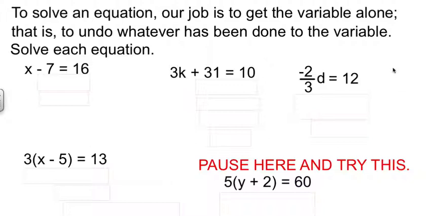And then the other part of the deal is solving linear equations. And the basic goal is to get the variable alone. Undo whatever has been done on the other side. So we'll start with a simple case. X minus 7 equals 16. We need to get rid of the minus 7. And we'll do that by adding 7. 16 plus 7 is 23.